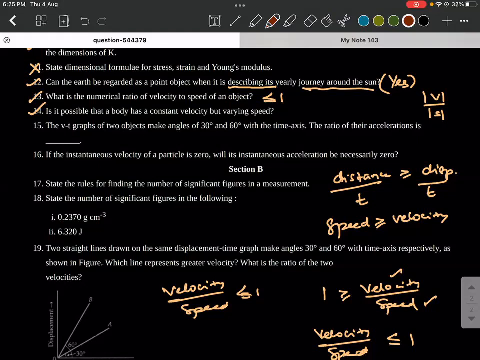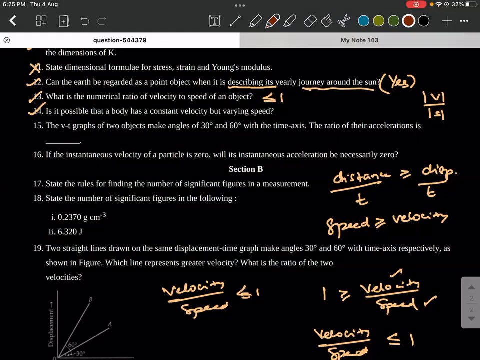The answer is no, because speed is the magnitude of velocity. Speed is the magnitude of velocity. Am I clear with this point?